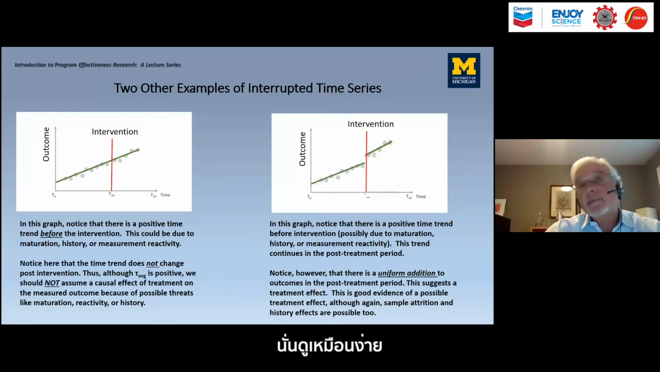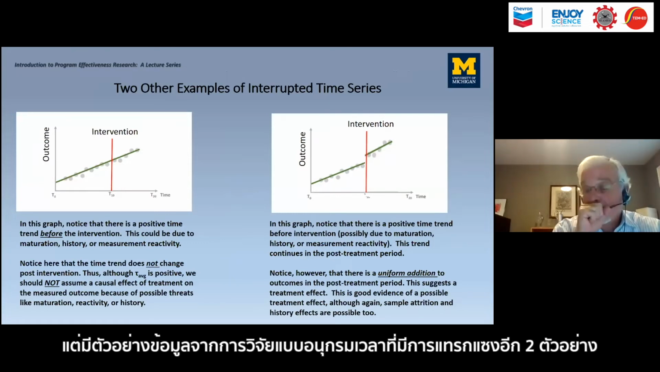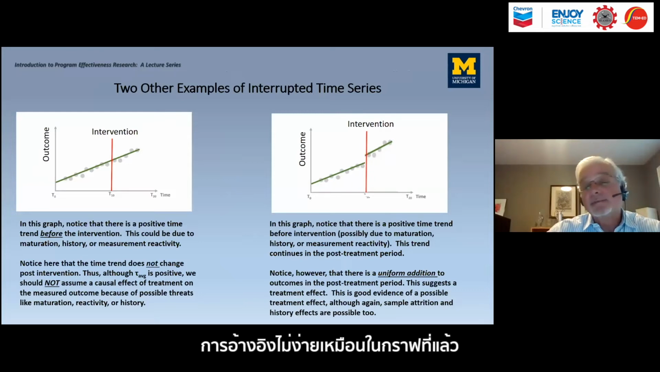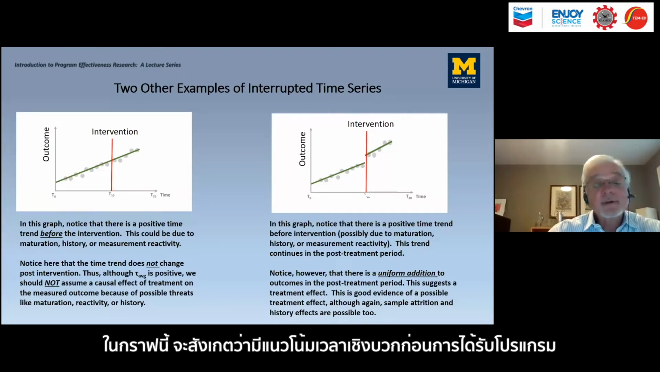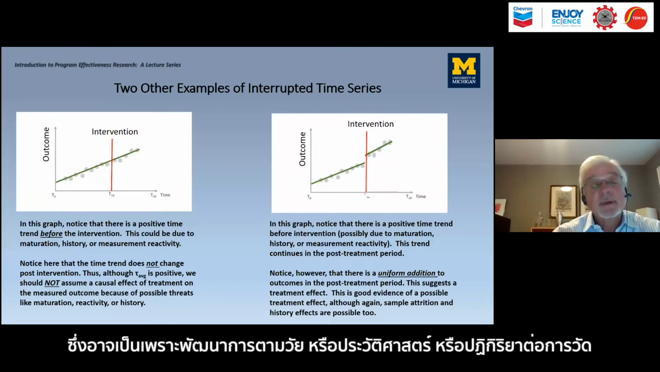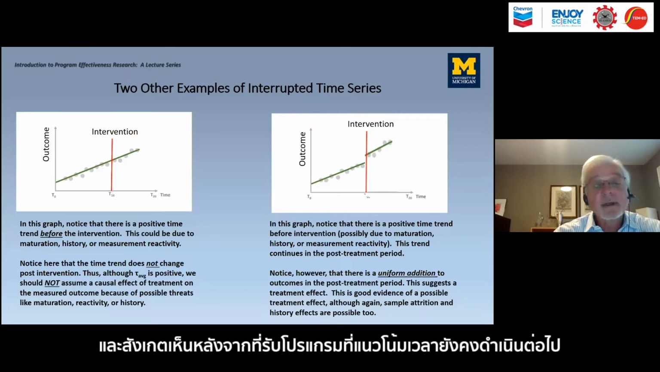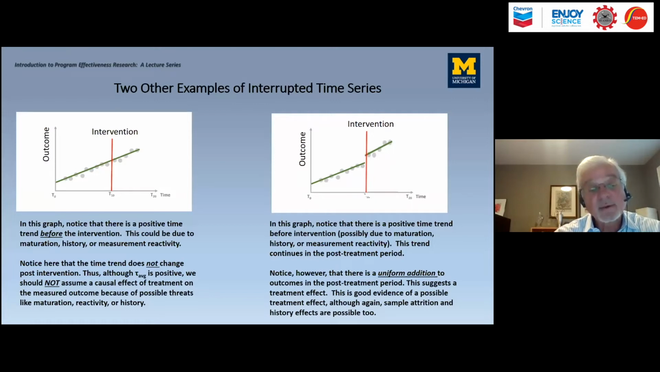Now, that seems all easy, but here are two other examples of interrupted time series data where the inference is not as easy as it was in the last graph. So let's begin with the graph on the left. In this graph, notice there's a positive time trend before the intervention. And that could be due to maturation or history or measurement reactivity. And notice after the intervention, that time trend continues.